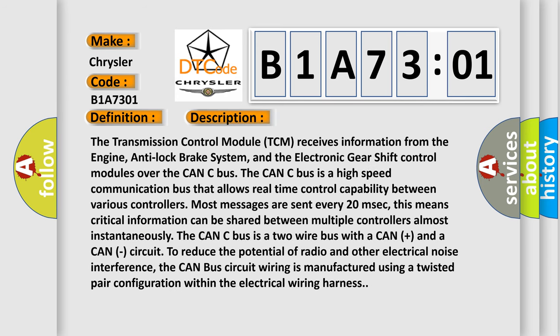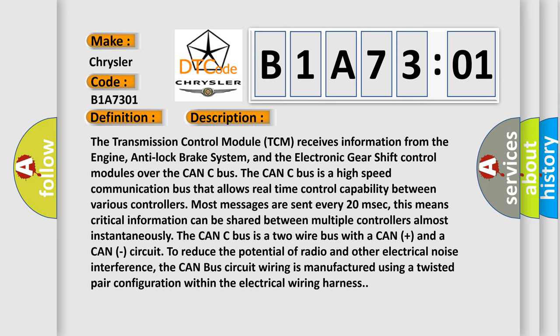The transmission control module TCM receives information from the engine, anti-lock brake system, and the electronic gear shift control modules over the CAN C bus. The CAN C bus is a high-speed communication bus that allows real-time control capability between various controllers. Most messages are sent every 20 milliseconds. This means critical information can be shared between multiple controllers almost instantaneously. The CAN C bus is a two-wire bus with a CAN plus and a CAN minus circuit to reduce the potential of radio and other electrical noise interference. The CAN bus circuit wiring is manufactured using a twisted pair configuration within the electrical wiring harness.